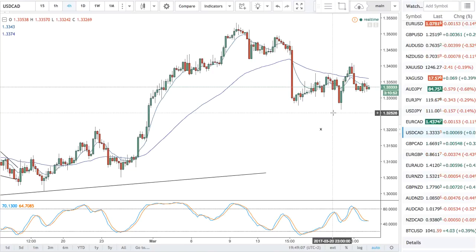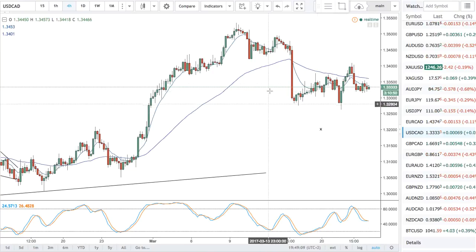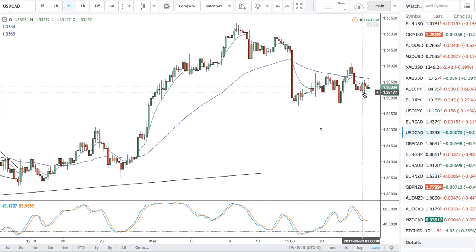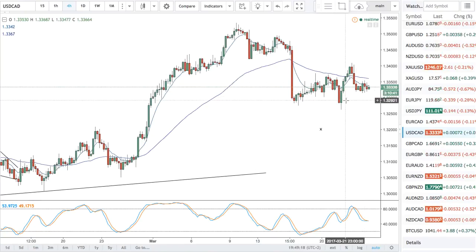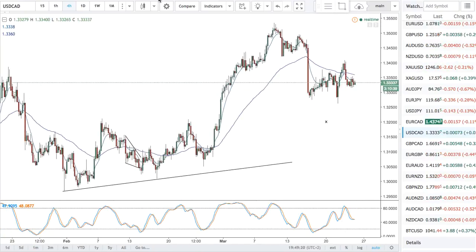I still favor the move up. There's no impulsive decline here, but I present this first, and I will be taking this first just in case it collapses. I would like to be in on this. So that is the first view, and will be discounted on a break of this high.